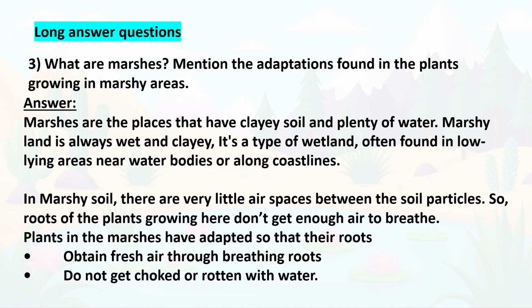In marshy soil, there are very little air spaces between the soil particles. So, roots of the plants growing here don't get enough air to breathe. Plants in the marshes have adapted so that their roots obtain fresh air through breathing roots. They do not get choked or rotten with water.